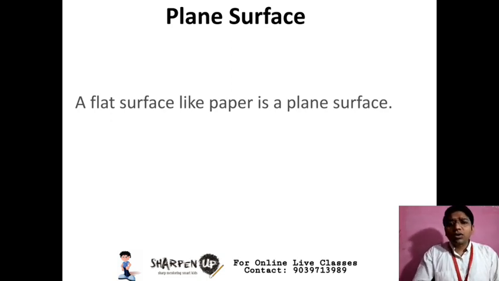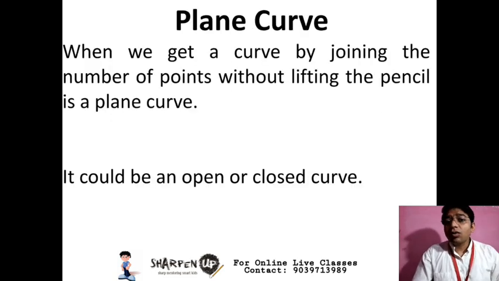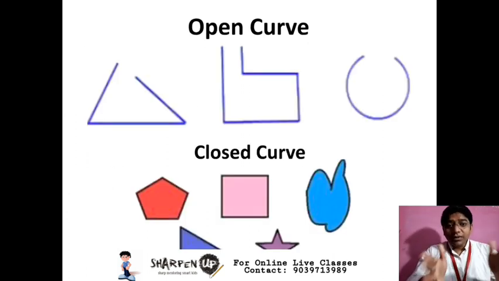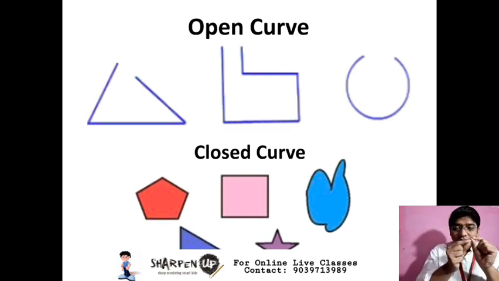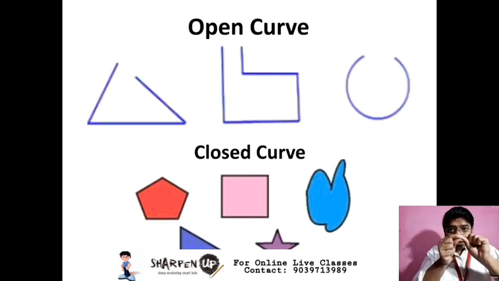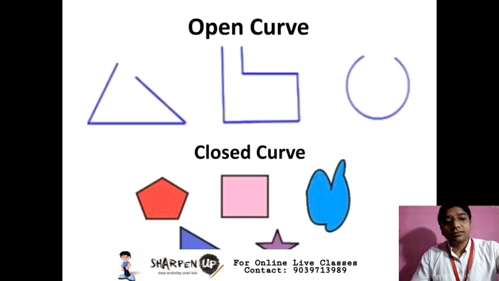Tell me, what do we draw on these surfaces? We draw plane curves. What is a plane curve and how do we get it? A curve we get by joining a number of points without lifting the pencil is a plane curve, and it could be an open curve or a closed curve. As we can see here in our images, if the starting point and ending point are different, without overlapping or crossing the line, then it is called an open curve. And if the starting point and the ending point are the same, then it is a closed curve.